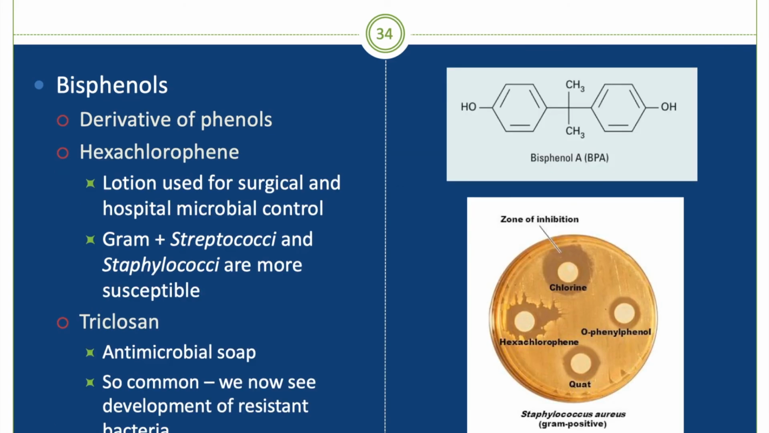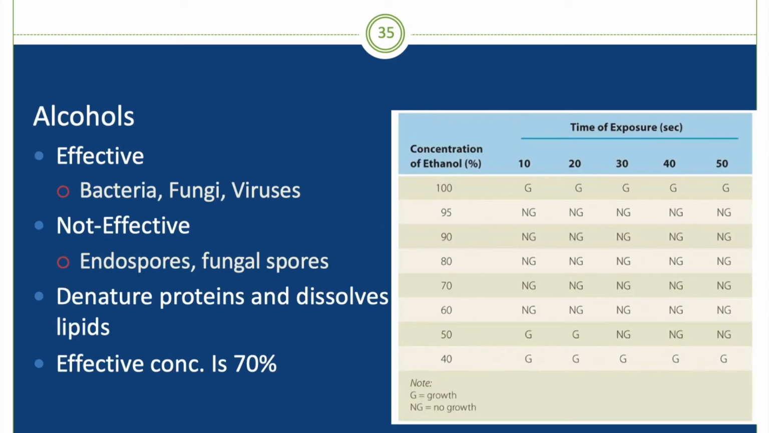Then you have the bisphenols. The bisphenols are derivatives of phenols, so they are derived from phenols. An example is hexachlorophene. And so they are used in surgical and hospital microbial control. They are more powerful. Gram-positive streptococci and staphylococci are all susceptible to them. You have triclosan, which is another antimicrobial soap that is used. We won't go too much into the antimicrobials right now. We'll tackle that in another lecture.